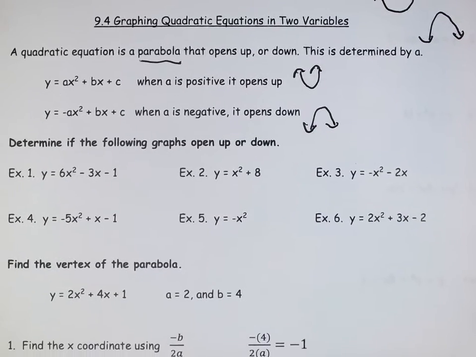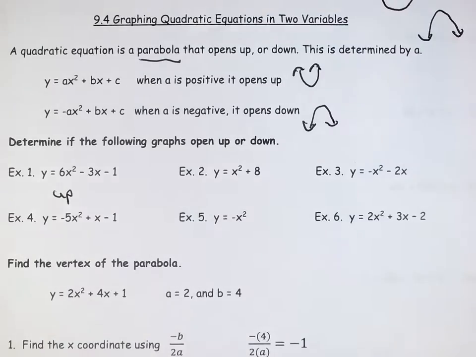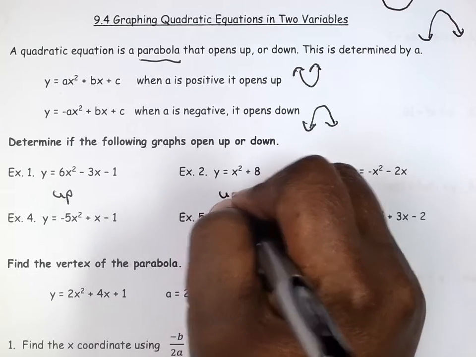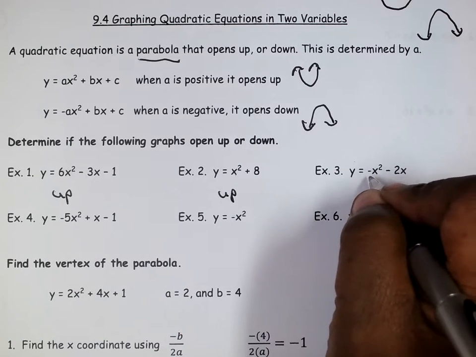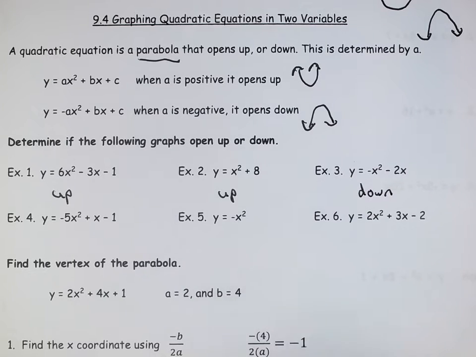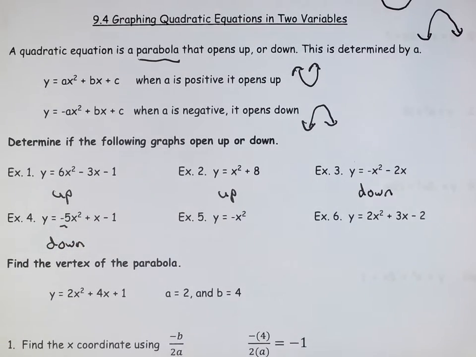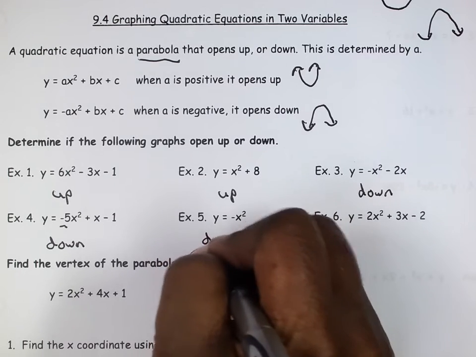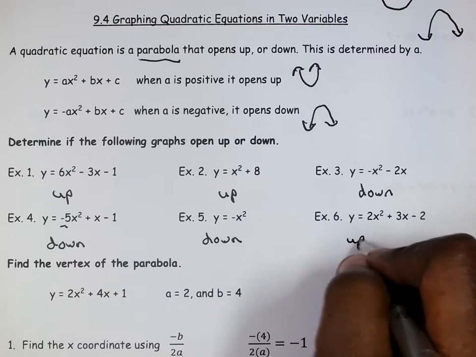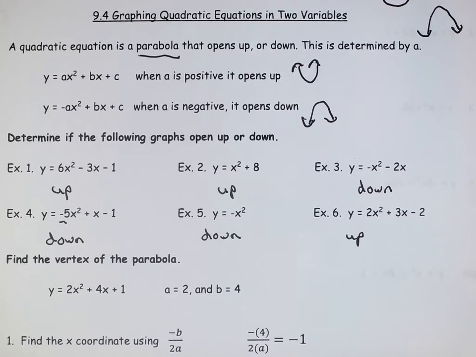It's pretty straightforward. So for the first one, I have a 6 for the coefficient of x squared. So that opens up. For the second one, I have a positive 1 for the coefficient of x squared. So that's up. Number 3, I have a negative 1 for the coefficient of x squared. So that's down. 4, we have a negative 5. So that's down. 5, again, I have a negative 1. And then for number 6, the coefficient of x squared is 2. So that's up. So that's the easiest thing to say when you're talking about a parabola. Does it open up or down?